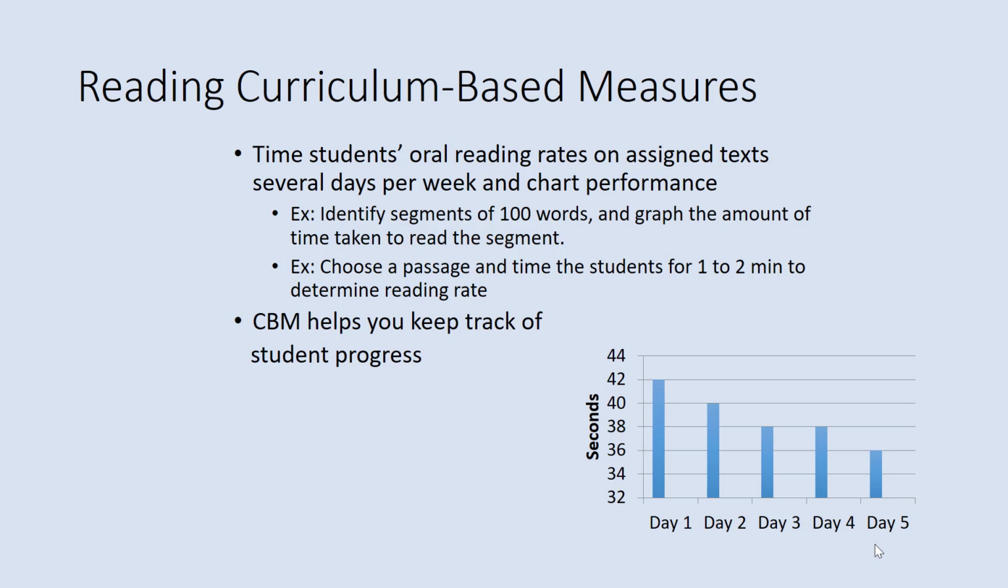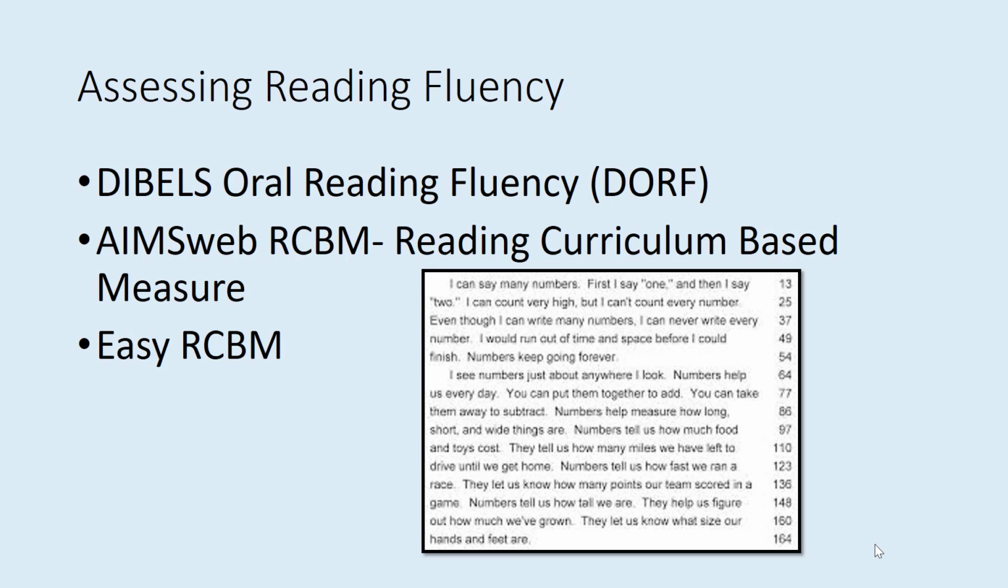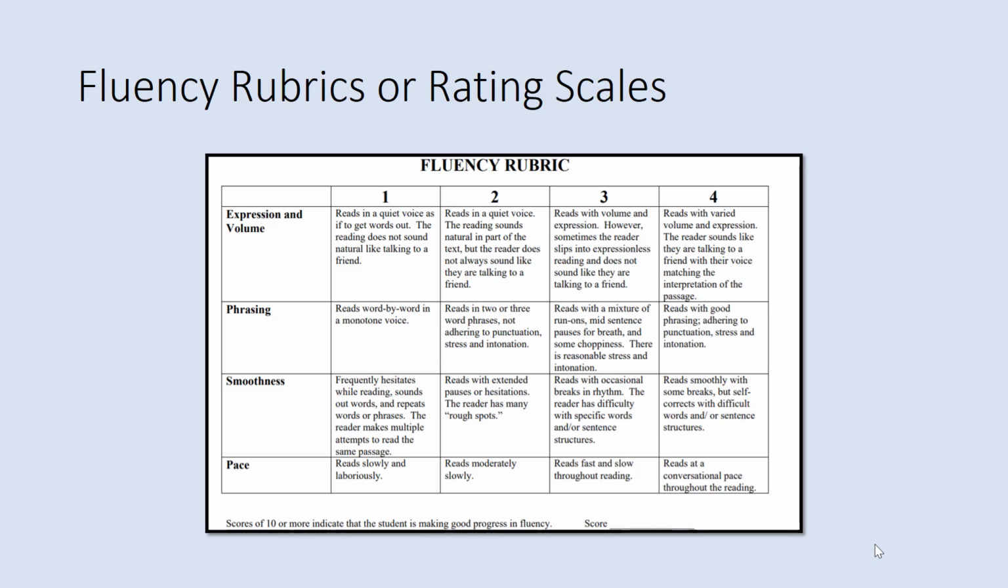Alternatively, you might choose a passage and time the student for 1 or 2 minutes and determine the reading rate. So number of words read correct over number of words read correct plus incorrect. Curriculum-based measures help you track students' progress over time. There are published mechanisms for you to administer a CBM for oral reading. We've got the DIBELS, AIMSweb, and then Easy CBM, the website that University of Oregon houses.